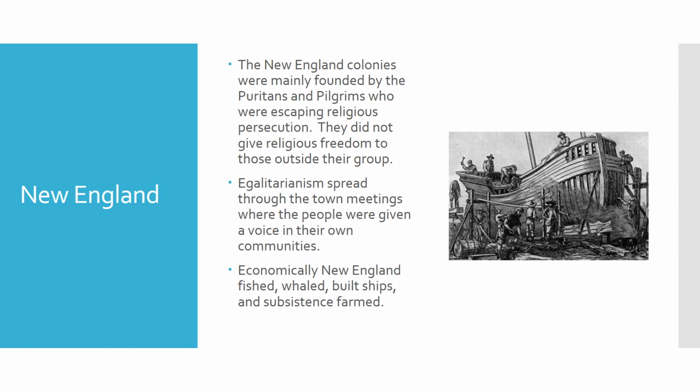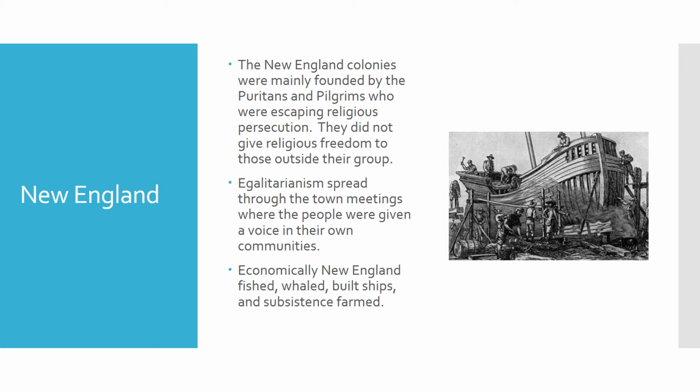What they did do is they fished, a lot of great fishing off of New England's coast. They whaled. In other words, they fished for whales, and whales were used for a number of different things. They built ships, so shipbuilding was a big deal, and that's in the picture there. You can see them building a ship. And they had subsistence farms. The majority of New Englanders were small farmers. They grew just enough to feed their own families. That's what subsistence farming is. And so that really is sort of how they made a living in New England.